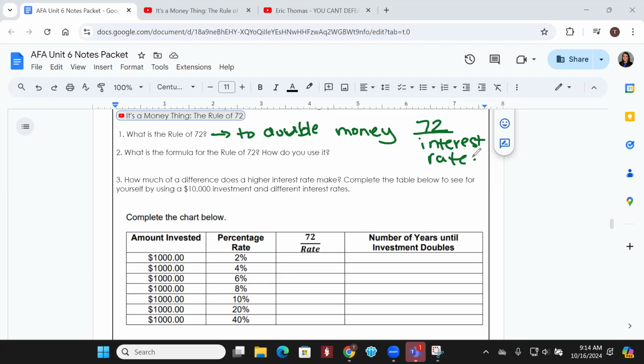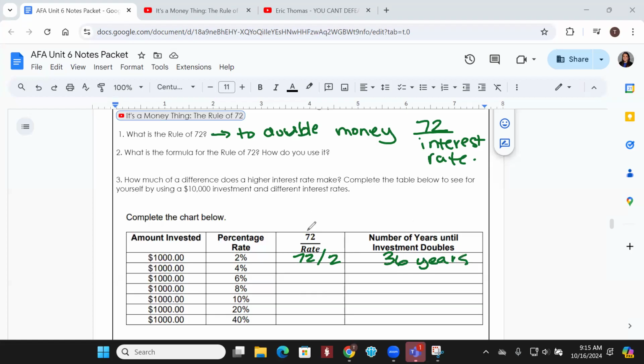Okay. So really quick, what I want you to do is take 72 and divide it by the interest rate. That's going to figure out the number of years until the investment doubles. So if we take $1,000 and take 72 divided by this interest rate, what does that give me? 72 divided by 2 is 36 years. So if you put in $1,000, in 36 years you'll get $2,000.